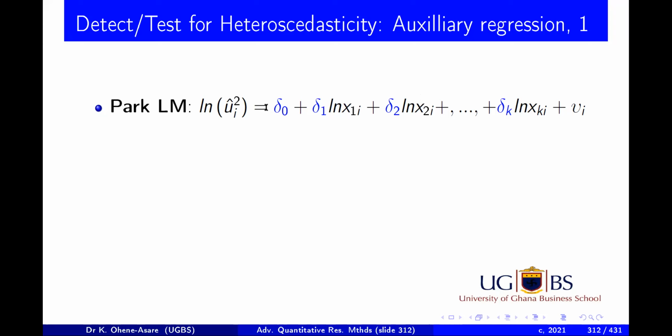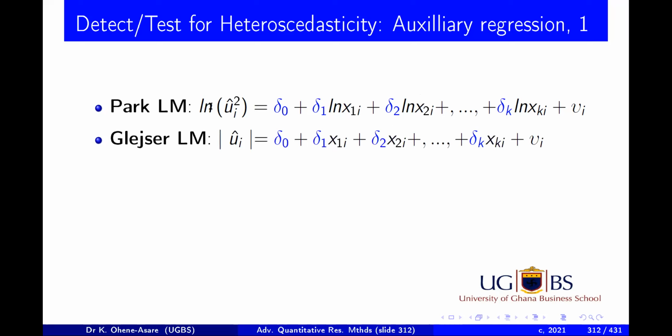Before we come to those tests, I just want to give you the theoretical side. We have the Park-LM test. These tests are slightly different from each other. If you check the Park-LM test carefully, you will notice that you are taking the log of the squared residuals. The residuals are the error terms. You take the log of that, then you regress that on the explanatory variables, and then you calculate the test from that.